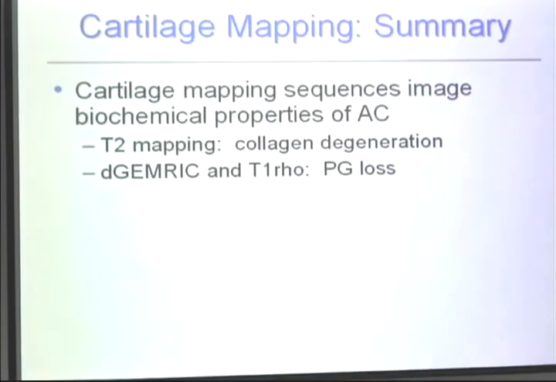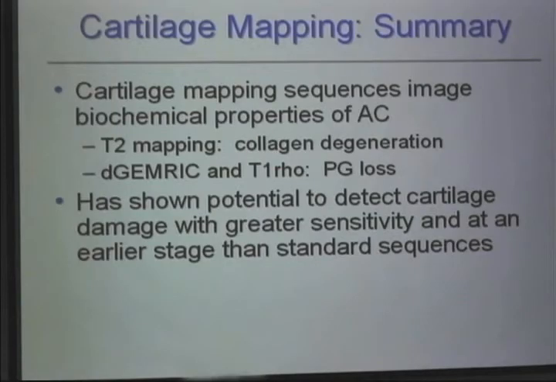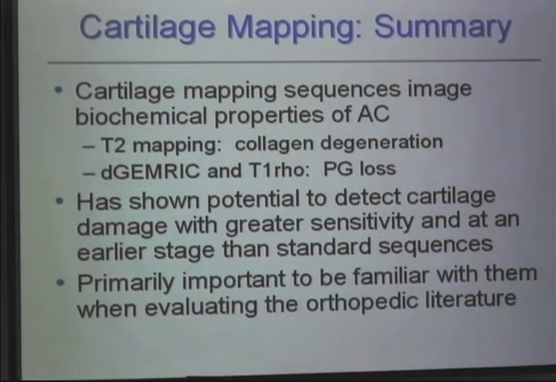So in summary, cartilage mapping sequences image biochemical properties of articular cartilage. This has shown potential to detect cartilage damage earlier and with greater sensitivity. It's primarily important to be familiar with them when evaluating the orthopedic literature, but gradually you may start to see these in clinical use.